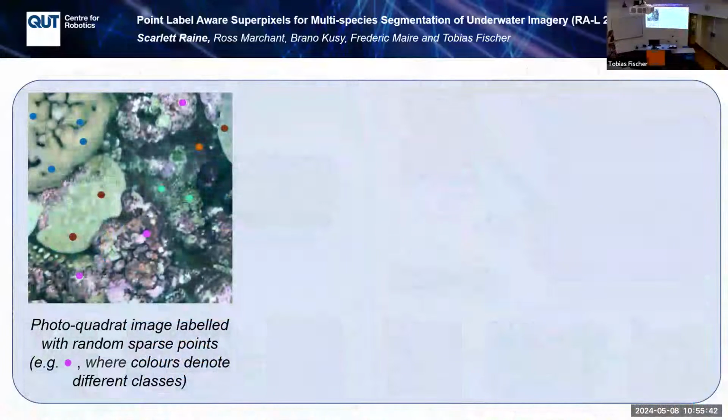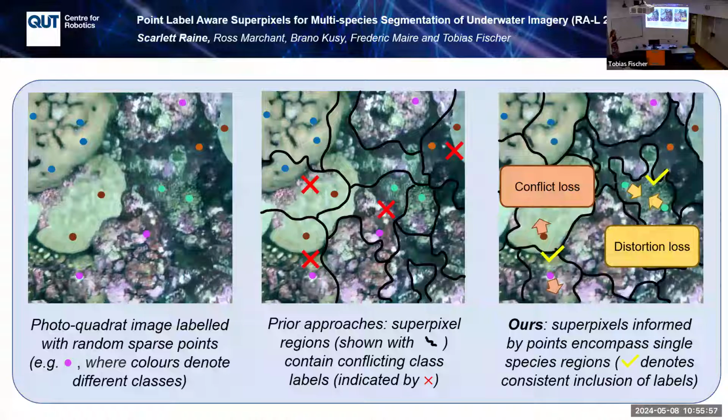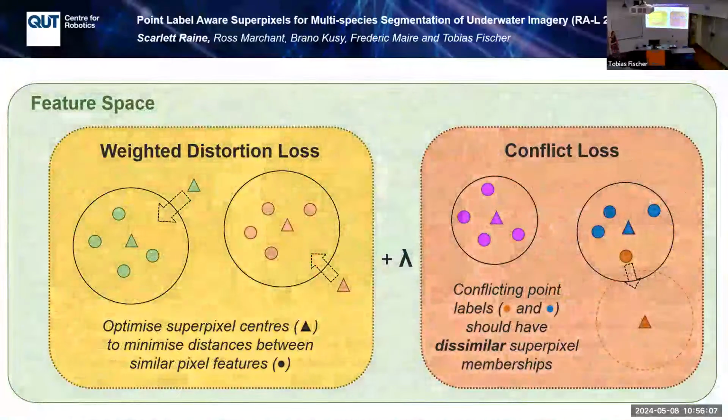So prior approaches have taken these photoquadrant images and sparse point labels, but they haven't leveraged the points themselves in the generation of the superpixels. These approaches also don't use deep features; they're based only on color features. In this work, we use superpixels informed by the points themselves, and this encourages those superpixels to encompass single species regions. Our point label aware superpixel algorithm is comprised of two loss terms.